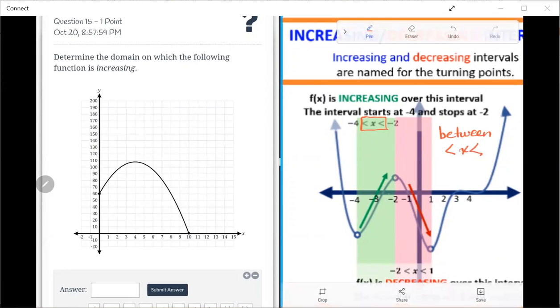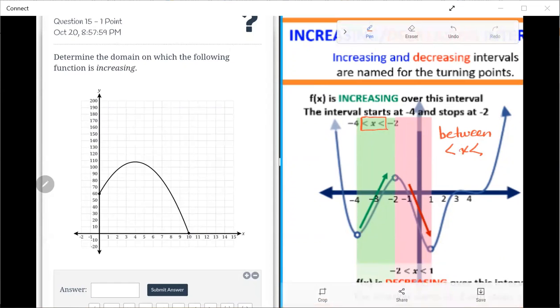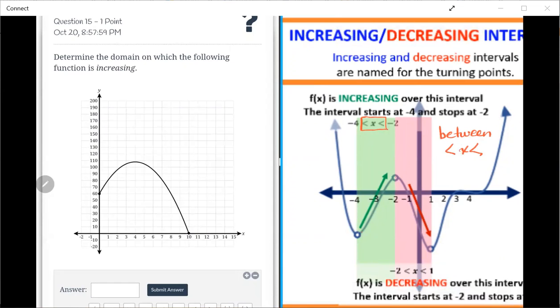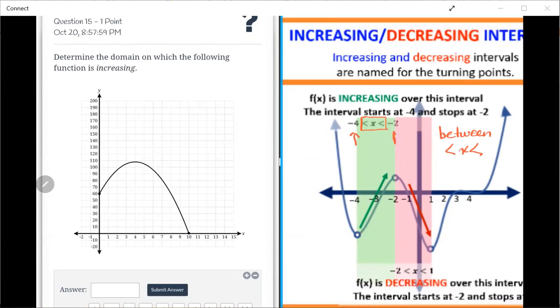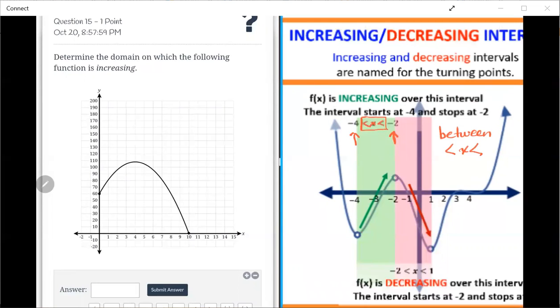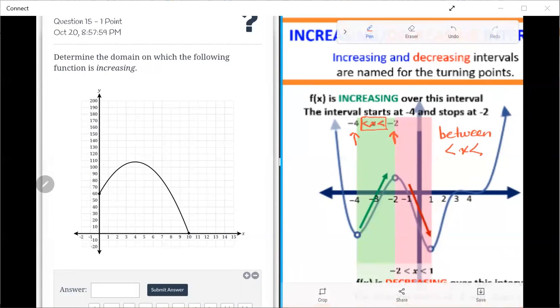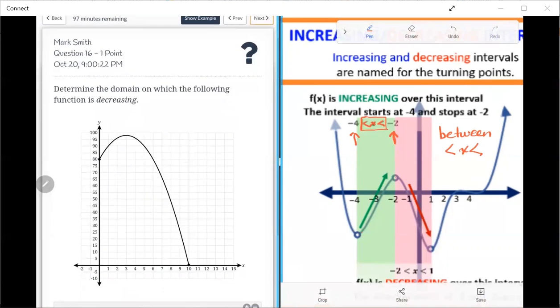So this graph that I'm pointing at as an example is increasing between -4 and -2. And so that's what I just wrote there. Between -4 and -2, the graph's increasing. All right, so you need to just take whatever the endpoints are of your graph and then put this in the middle. And that works for this problem, and it also works for this problem, but now you have to figure out where does it start decreasing and where does it end decreasing.